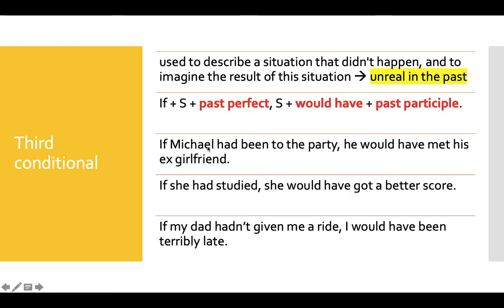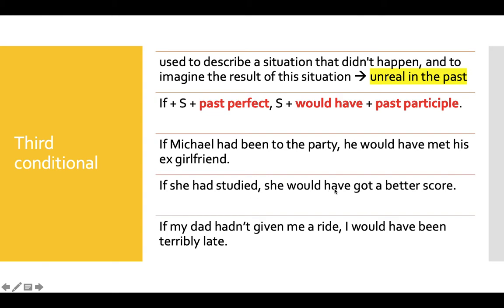For example, if Michael had been to the party, he would have met his ex-girlfriend. Match the sentence with the pattern here. You should see they match: past perfect and would have plus past participle. But the more important thing here is to understand the situation. Did Michael go to the party? No. That's why we use a third conditional sentence to describe a situation that didn't happen.